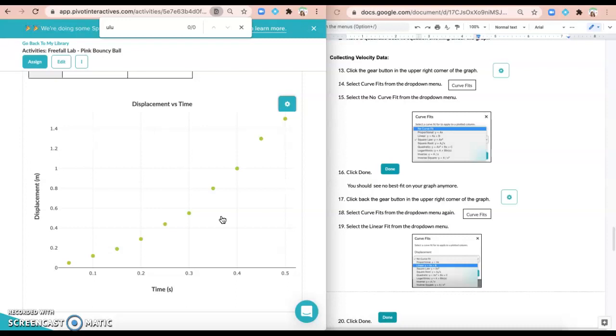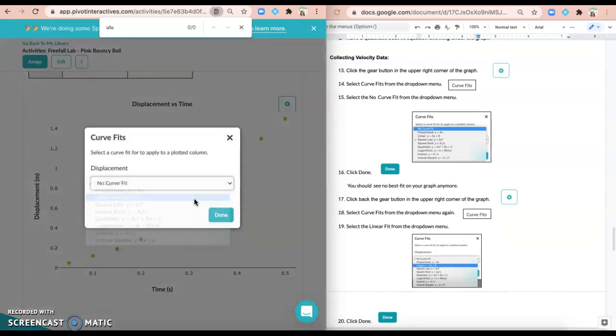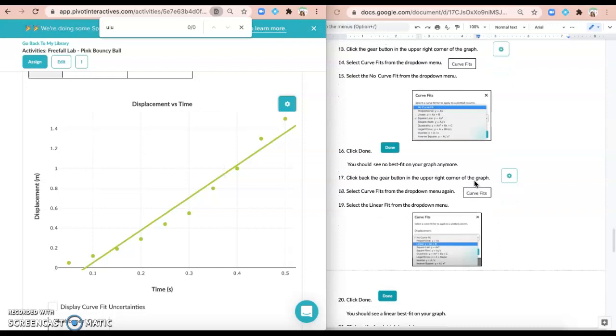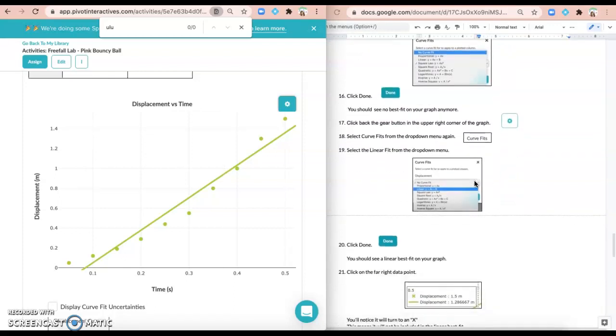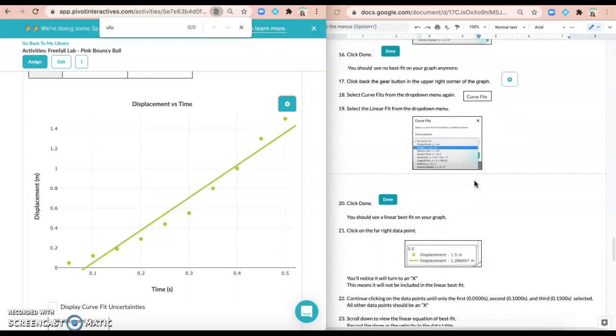Since we want the tangent lines, we're going to need to start to add a linear fit. So I'm going back right into that gear again and curve fits again, but this time I'm going to select linear. And you'll notice when you click done, this line shows up on your graph, and it's a pretty bad fit for our data because after all, our data is not linear.